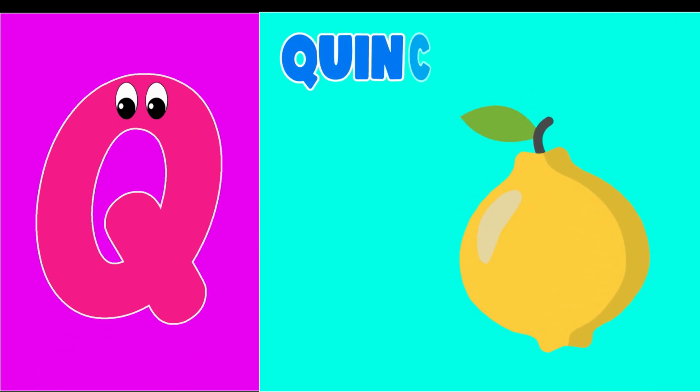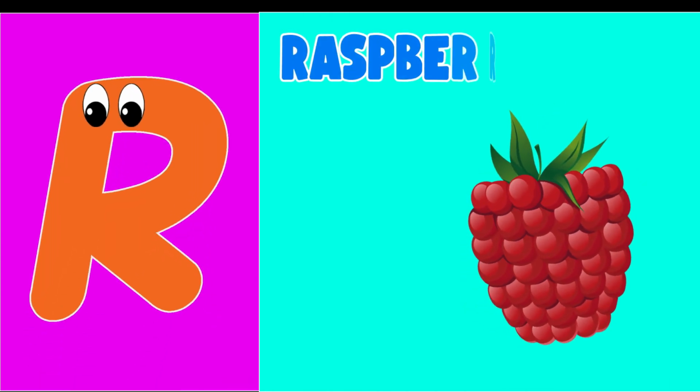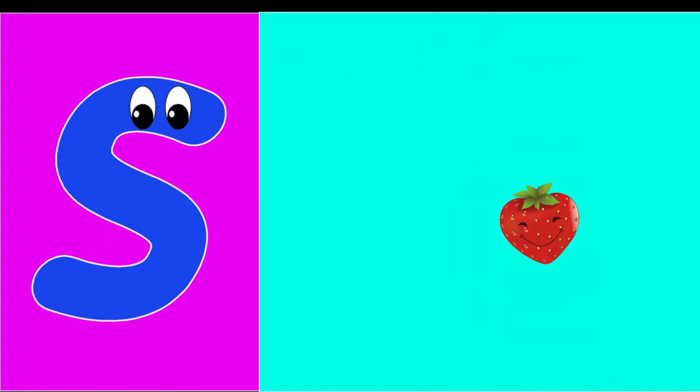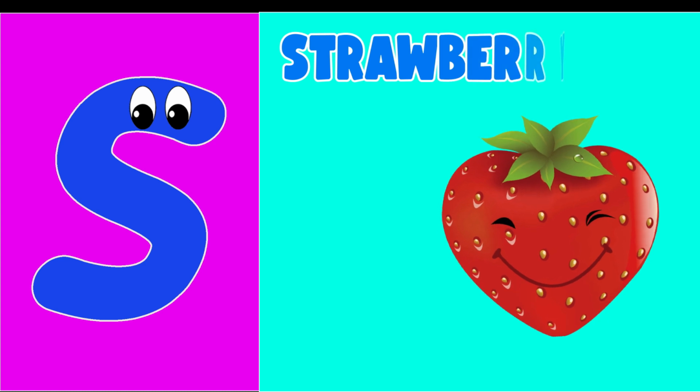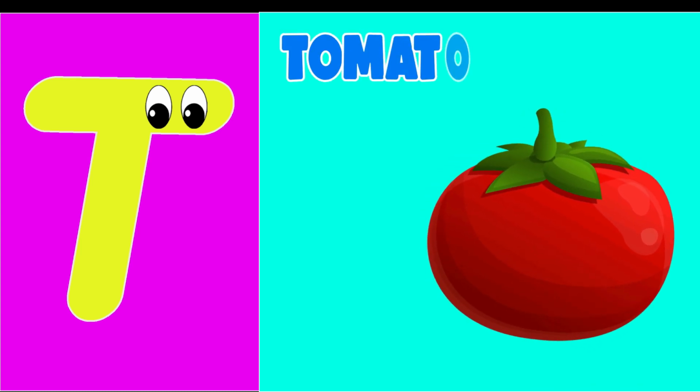Q. Queen. Q is for queen. R. Raspberry. R is for raspberry. S. Strawberry. S is for strawberry. T. Tomato. T is for tomato.